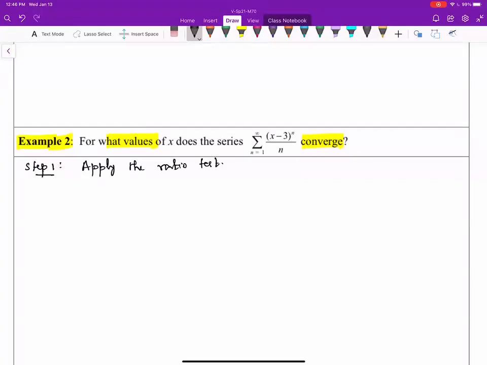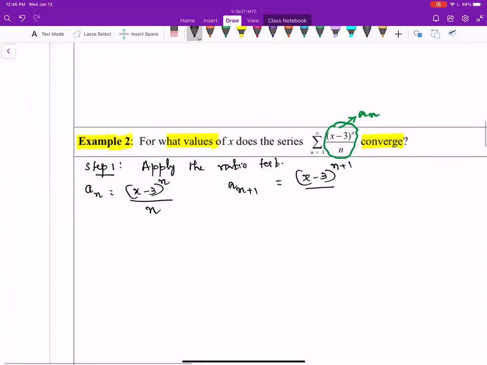So we'll start with a sub n. a sub n is the given series without the sigma. So it is (x minus 3) to the power n divided by n. a sub n plus 1 is obtained by changing the n to n plus 1, or replacing n by n plus 1.